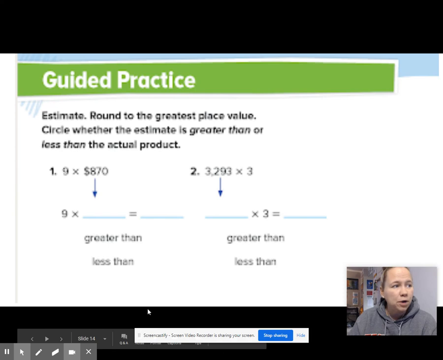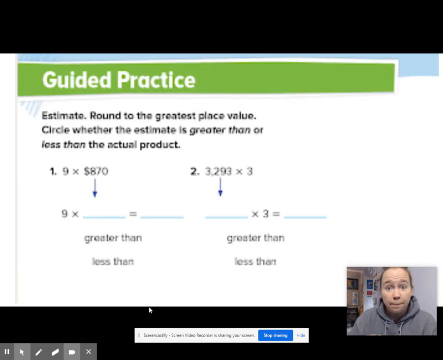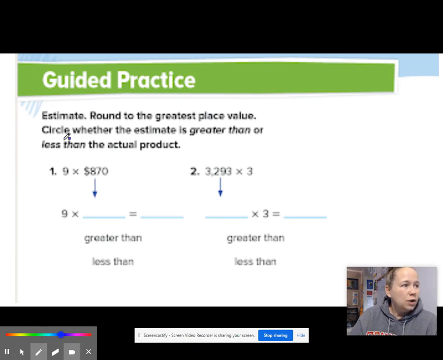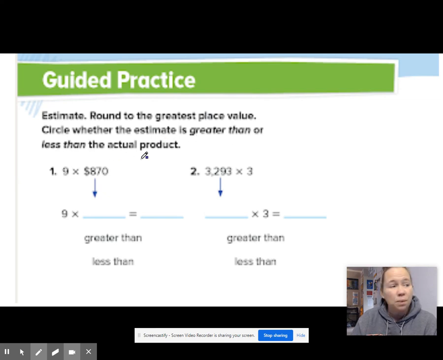All right, take out your math book. We're on page 204. Oh, this is super blurry. But open up your math book to page 204. Hit pause, hit play again when you're ready to roll. All right, friends, here we go. Estimate, round to the greatest place value. Circle whether the estimate is greater than or less than the actual product.